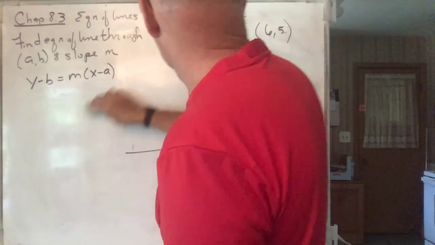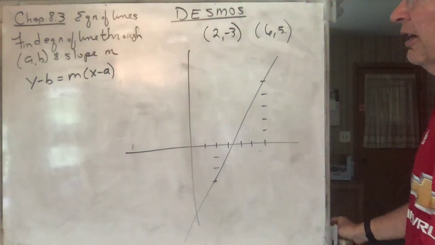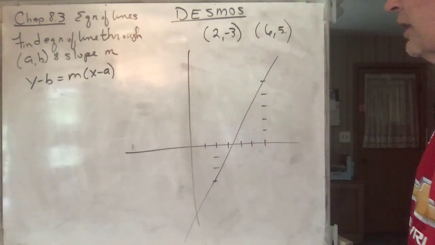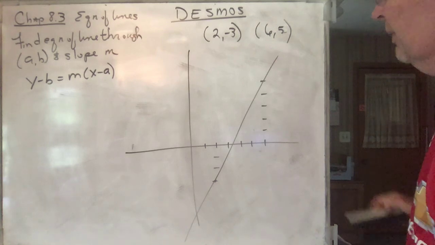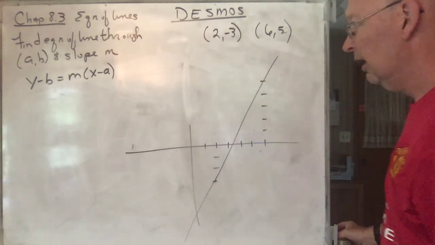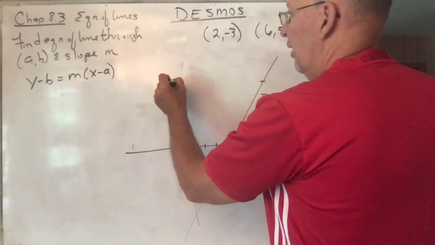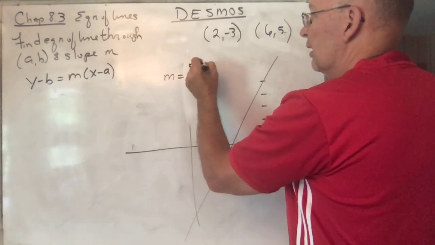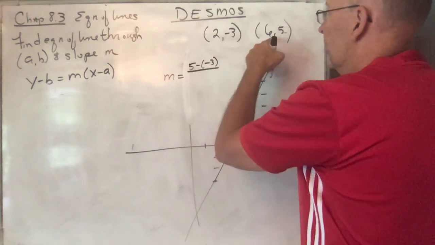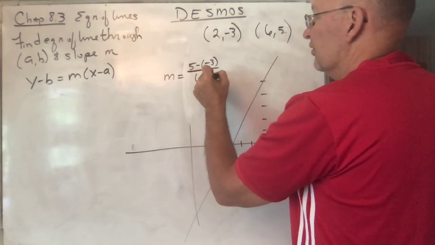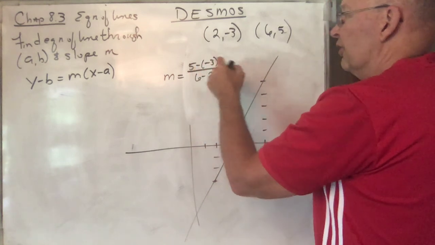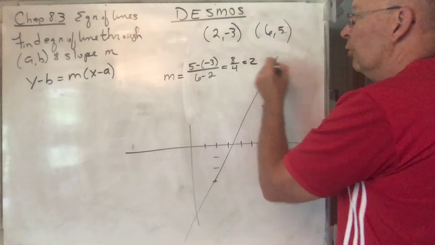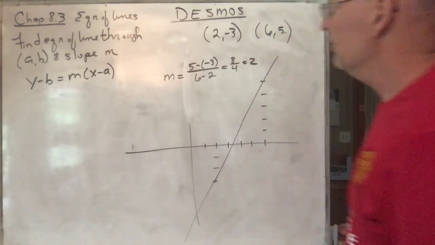Well, notice we've got a point on the line, so we're all set there. The other thing we need is the slope of the line, and we don't have that. So what can we do? Well, no problem. As long as I have 2 points on the line, I can find the slope. The slope is going to be 5 minus a negative 3, all divided by 6 minus 2. So that's going to be 8 on top, 6 minus 2 is 4 on the bottom, a slope of 2. So the slope is 2.